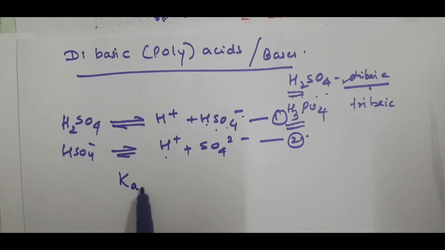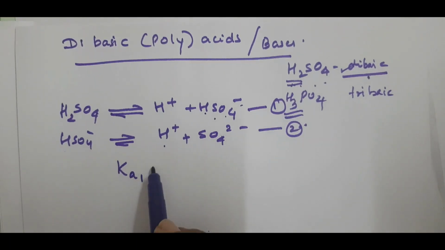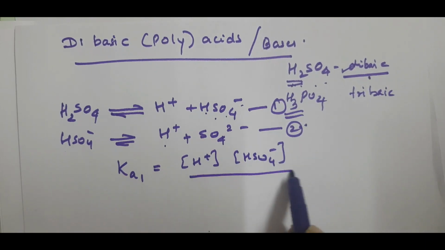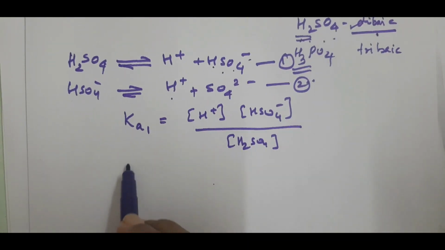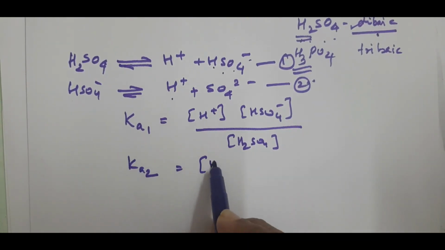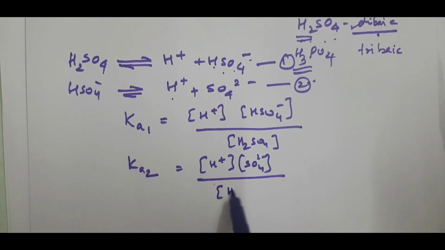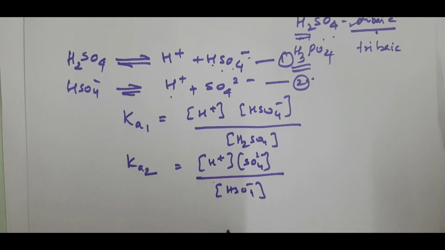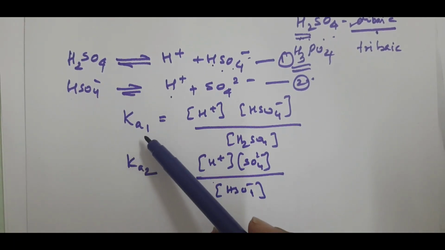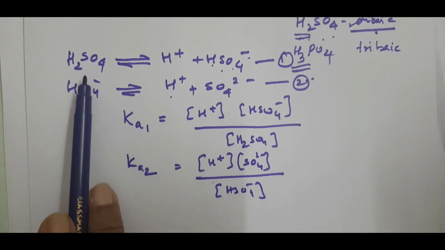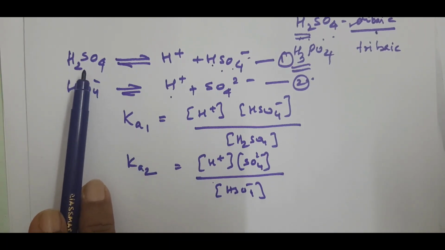In the first step, I can say Ka1 is equal to concentration of H plus into concentration of HSO4 minus divided by concentration of H2SO4. Clear? Okay. And Ka2, that is the second step, you can write H plus into concentration of SO4 2 minus divided by concentration of HSO4 minus. Correct. So Ka1 is called as the first ionization constant and Ka2 is called as the second ionization constant for the dibasic acid. This is sulfuric acid.